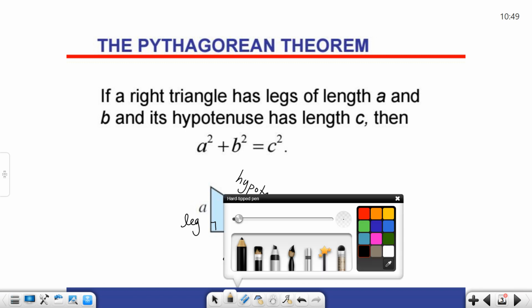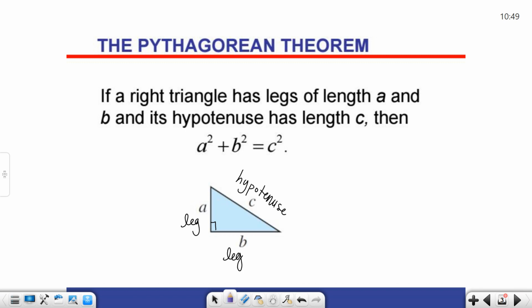So what's special about the hypotenuse is it's always opposite the right angle. So it doesn't touch the right angle. 2 legs make up the right angle, and across from that is the hypotenuse. So the hypotenuse says c squared equals a squared plus b squared.